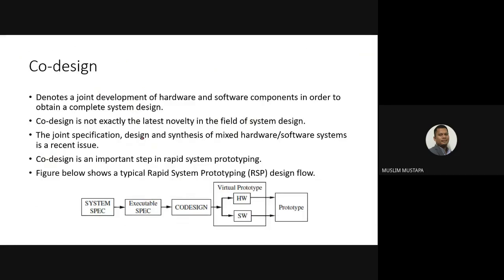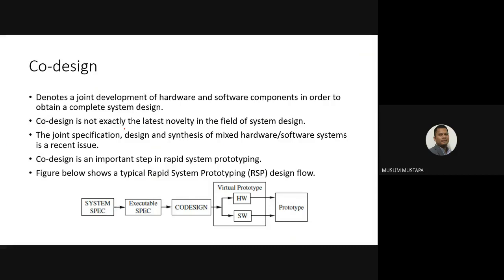Right, so it denotes a joint development of hardware and software components in order to obtain a complete design. So co-design is not exactly the latest novelty. This is not something new. This is something very old. That's why later we're going to see this is the foundation, the theory that we're going to learn.